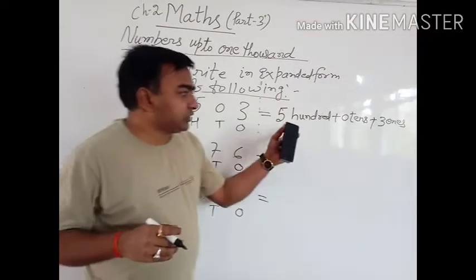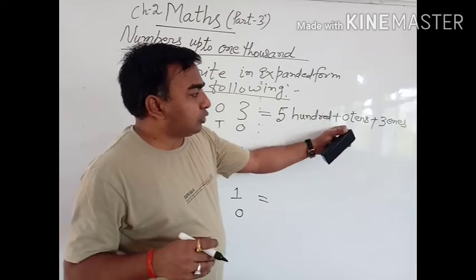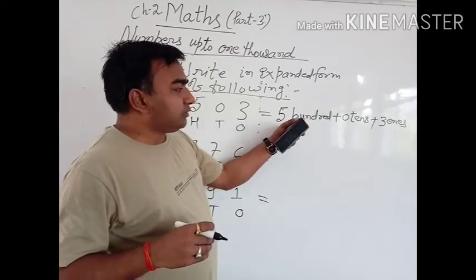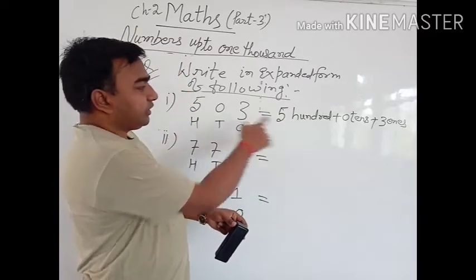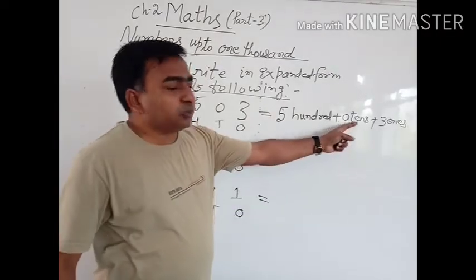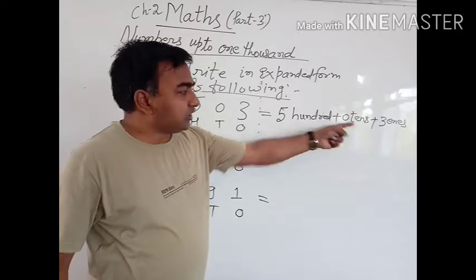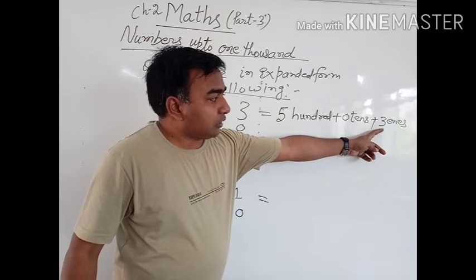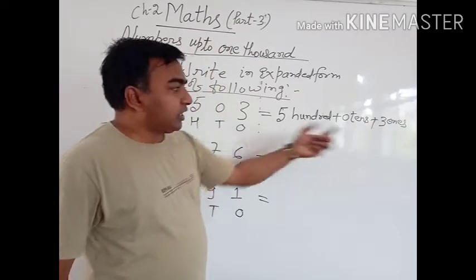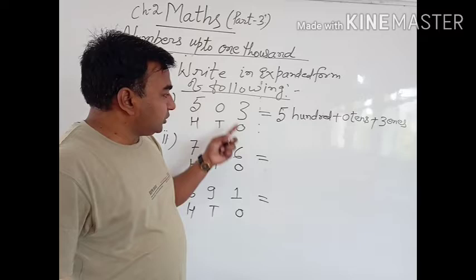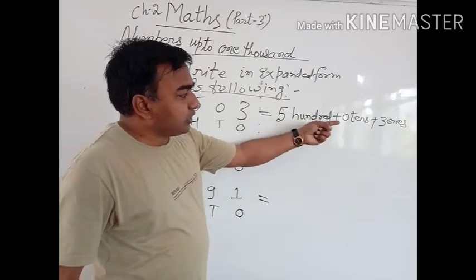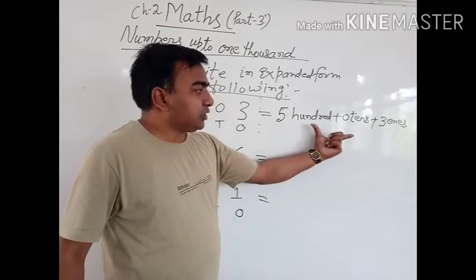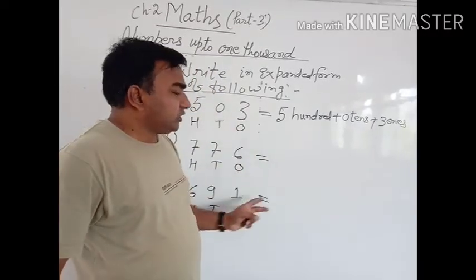So students, you can see that I have written 500, 0 tens, 3 ones. Why have I written 500? It means what is the place of 500? I have written 0 tens. Why have I written 0 tens? What is the place of 0? Tens. After this plus, I have written 3 ones. Why have I written 3 ones? What is the place of 3 ones? So 500 plus 0 tens plus 3 ones. This is the expanded form of this given 3-digit number.